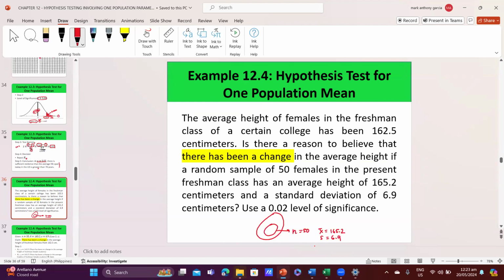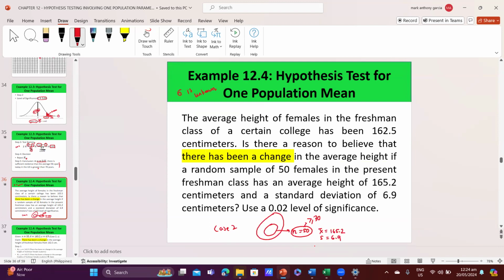And the standard deviation of the heights of these 50 females is s equal to 6.9 centimeters. This problem is under case 2 if the population standard deviation is unknown and the sample size of 50 is greater than or equal to 30. So this is again under case number 2.